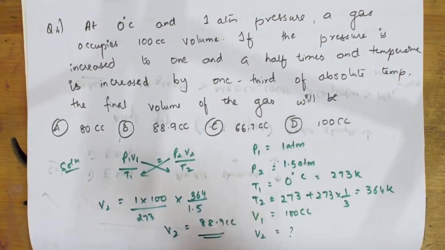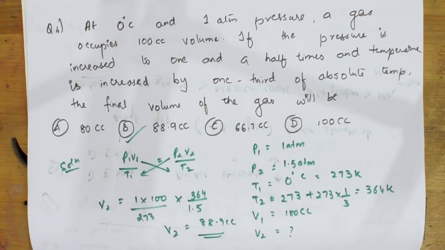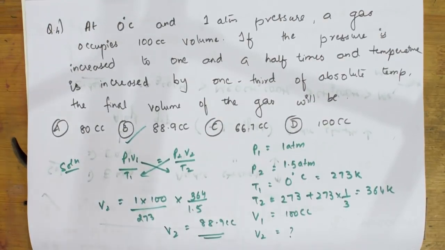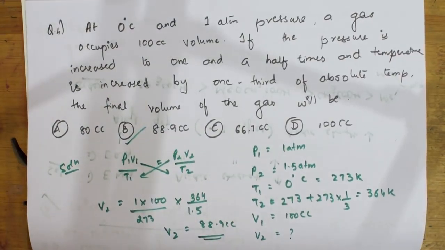So this is the formula. So 88.9, that is option B. Option B is the correct one. Right, students? So hope this is clear. So let us come back and do the next one.